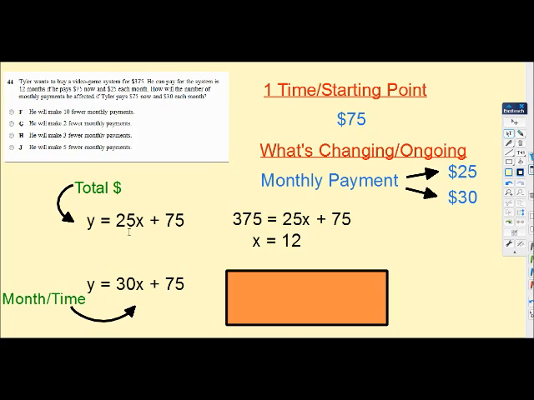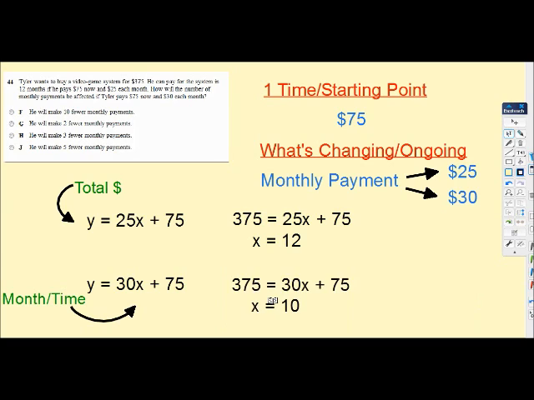But then if we change this, and remember, X is the months, we're going to now plug in 30 for the slope. That's how quickly things are changing because of that "each" we saw in there. It tells us to multiply the two. We can plug 375 back in and see how many months it would take to pay if he made that payment plan. Here the number of months is 10. What's the difference between them? Looks like here he can pay it off 2 months faster. So he will make 2 fewer monthly payments, it looks like. So G is the answer for this one.